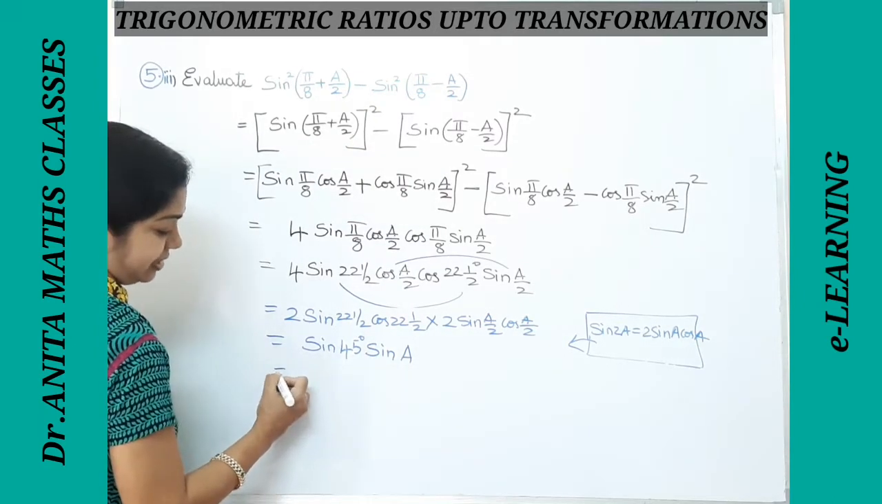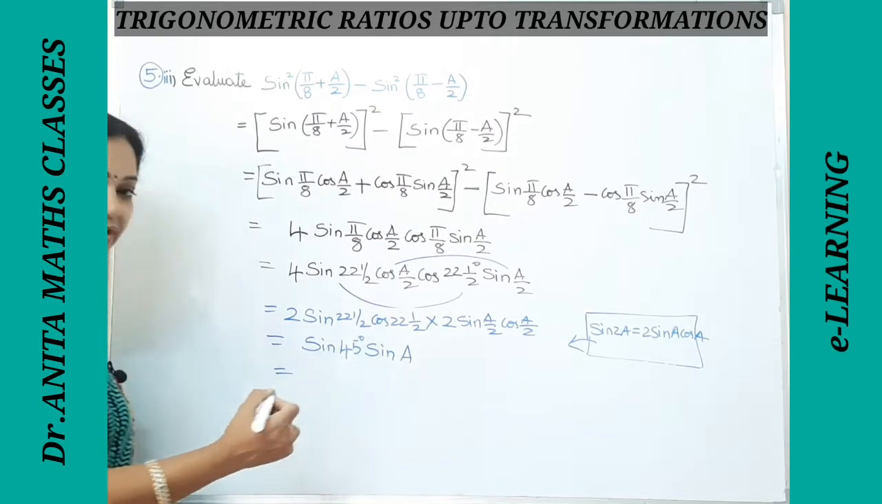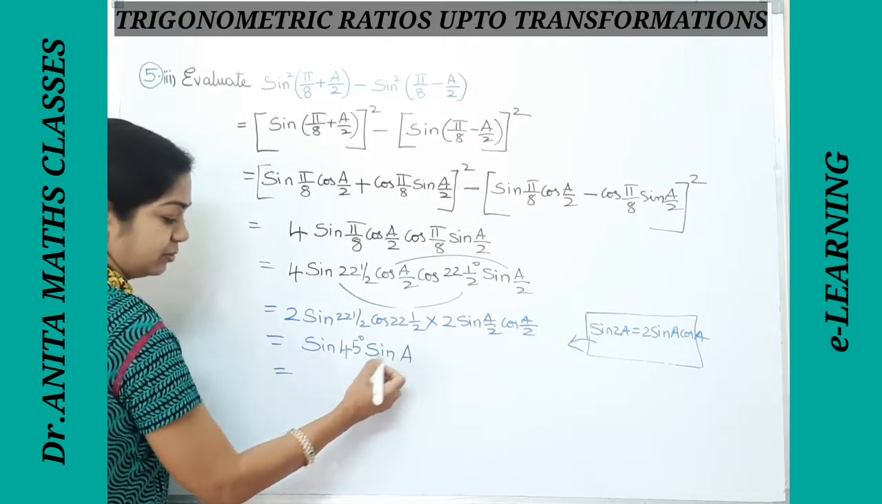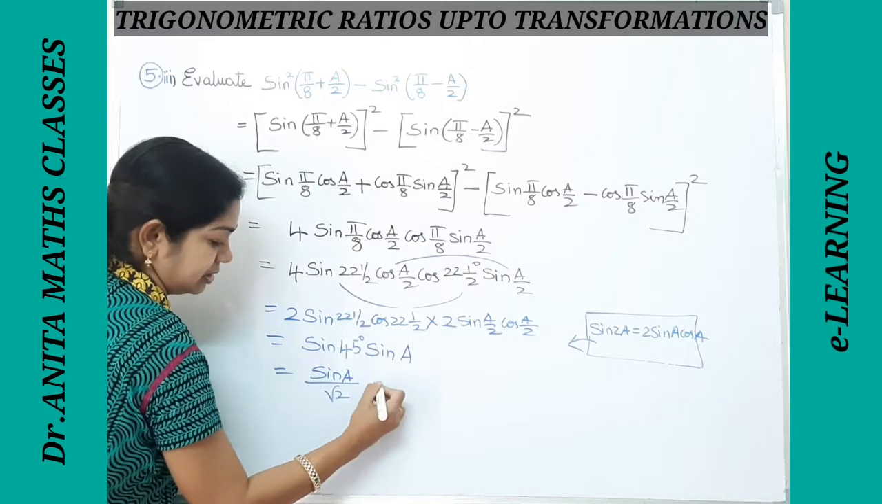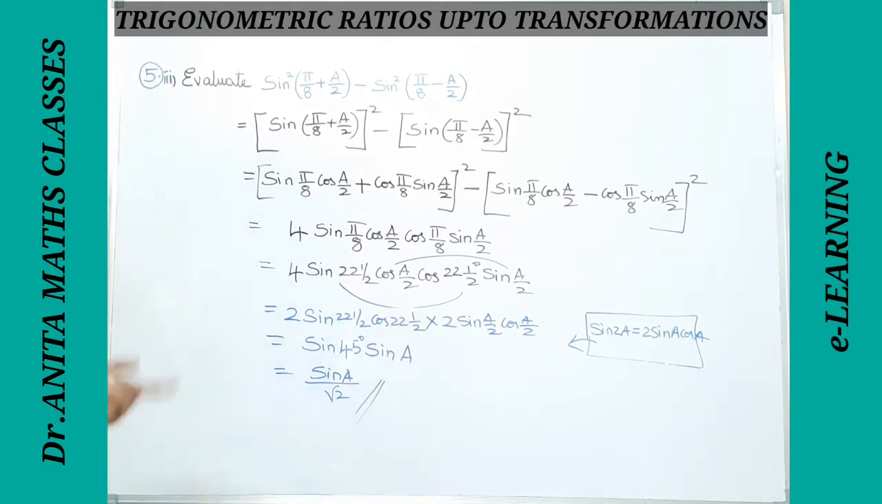So this is the final answer. Sine 45 degrees is 1 by root 2. So 1 by root 2 into sine A, that is nothing but sine A divided by root 2. This is the final answer. Pause the video and note it down.